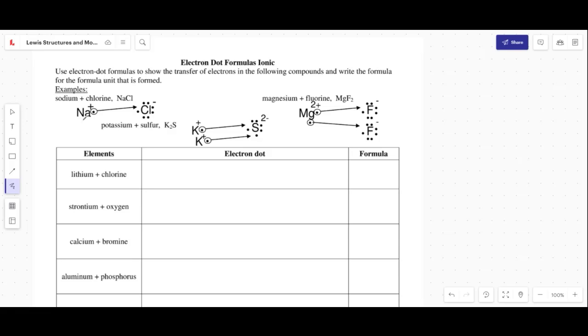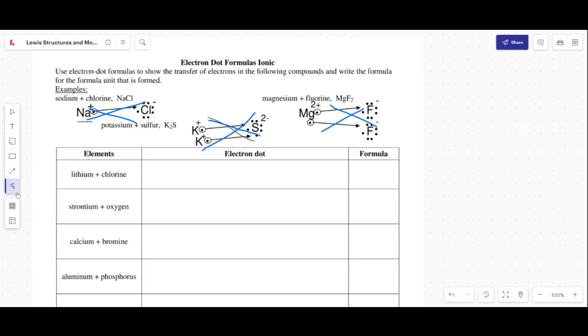There's sodium and chlorine. Sodium does not have a +1 charge initially. Sodium actually has one valence electron, and chlorine has 7 valence electrons. So sodium will transfer its 1 to chlorine, and then you will get sodium chloride. Honestly, these examples are not super great because I don't like the fact that they show the charges first. So I'm actually going to cross these examples out. We're going to do better examples.